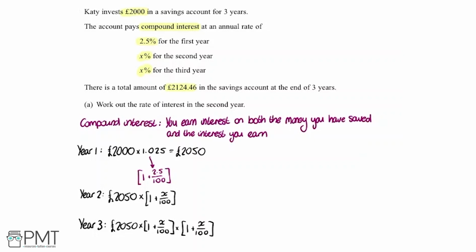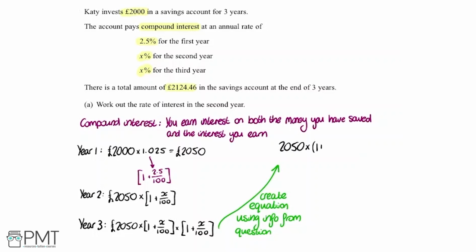Okay, so now we need to work with this to find out what X is. And the way to do that, we need to make an equation. And luckily, if we look back into the question, we see that the total amount of £2,124.46 is in the savings account at the end of the 3 years. So I'm going to write out an equation using that. So we're going to say our 2,050 multiplied by 1 plus X over 100, multiply again by 1 plus X over 100, equals what we were told in the question, 2,124.46.